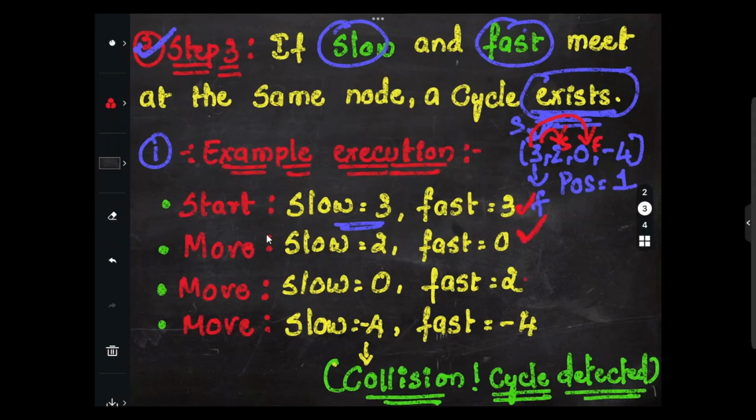That is for the second step, right? So let's move on with the third step here. We will move slow to 0, 1 step at a time. Fast will move 2 steps at a time. This will be -4 and 3 here. Yeah, here I forgot. So here what we will do.